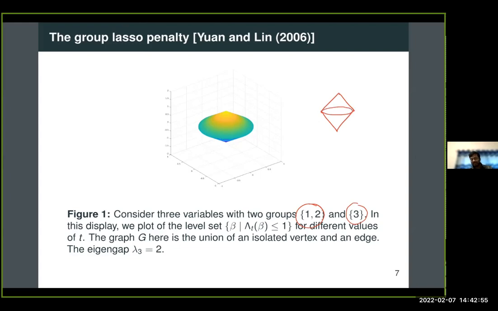If you plot those contours, they will tend to hit either this part of the ball, which corresponds to variable 3, or this circular section here, which corresponds to this group. It's basically beta 1 squared plus beta 2 squared equals some constant. In this way you enforce the group sparsity condition by introducing this penalty.